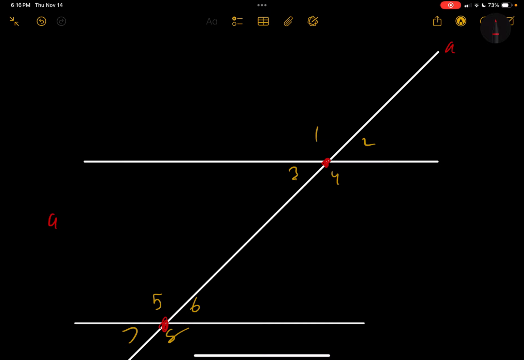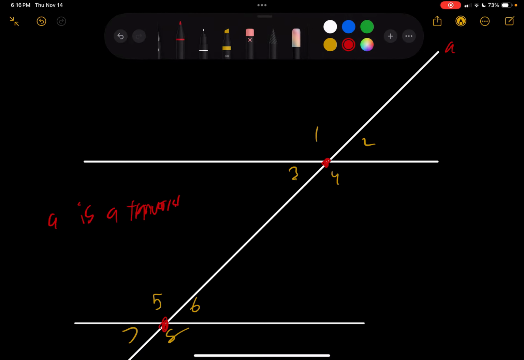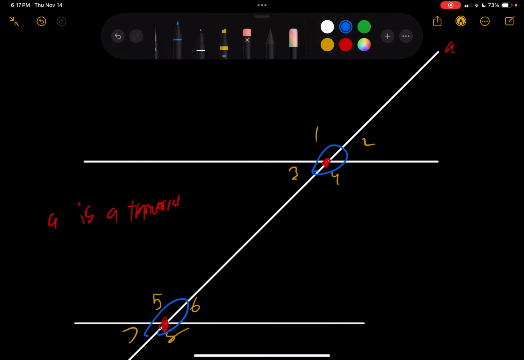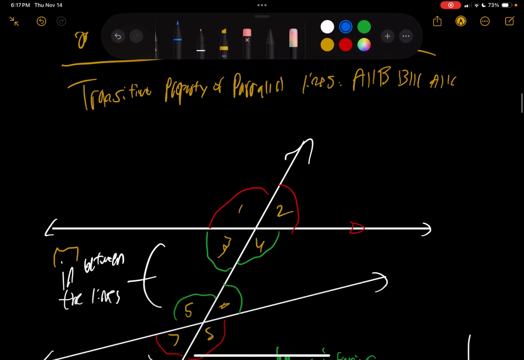Okay, but anyways, this line A is a transversal. And why is it a transversal? It's intersecting these two lines. So this is what a transversal is.